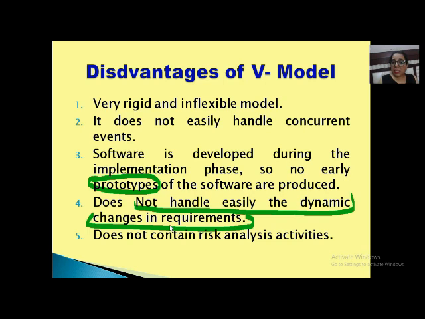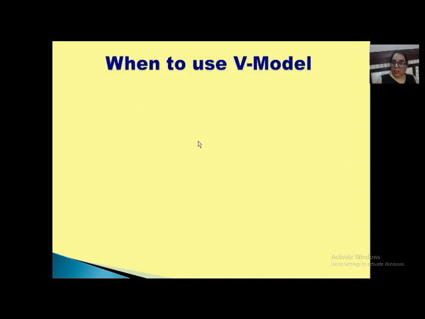It does not contain risk analysis activities. Here no risk analysis is done. Risk analysis is majorly covered by the spiral model, which we'll talk about in the future. Now the last topic for the V model: when to use it, which are the situations where you should opt for the V model.